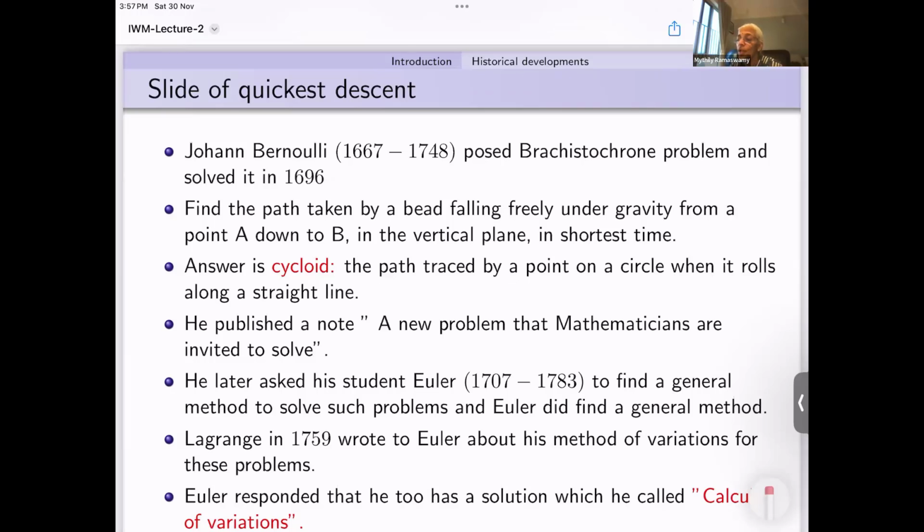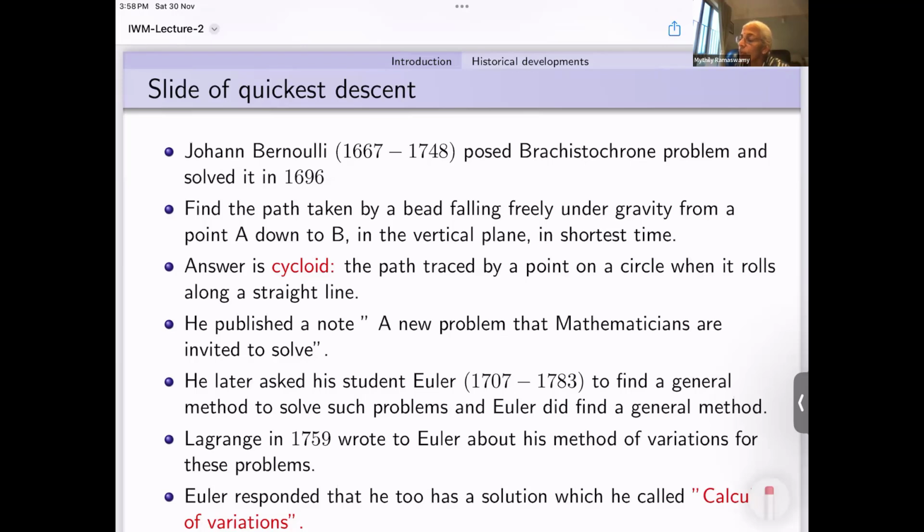Then he published a note, a new problem that mathematicians are invited to solve. And in fact, there were many who attempted, including Newton himself, and some more, I forget the names. One important one was Johann Bernoulli's brother, Jacob Bernoulli. Actually, the story seems like the brother had a correct proof, whereas this man had a wrong proof. But anyway, each one gave very different solutions, and each procedure became one mathematical area very soon.